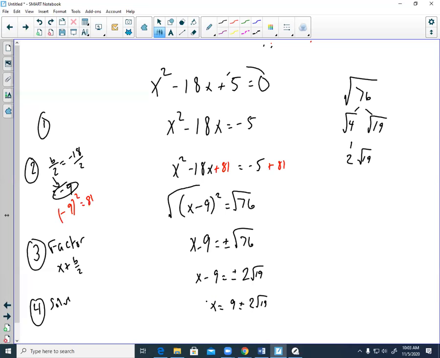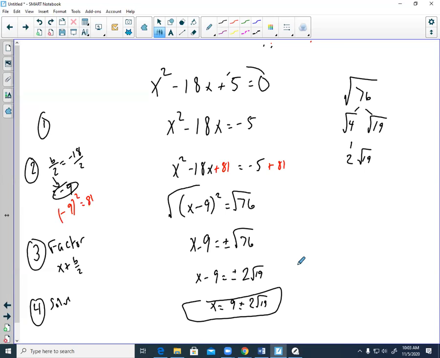Now the quadratic formula would get you the exact same answer as what you had right here. But technically we don't know how to deal with the quadratic formula yet, so that's just something that you have to kind of pay attention to. Okay? So it's just a different thing that you have to make sure that you're paying attention to.